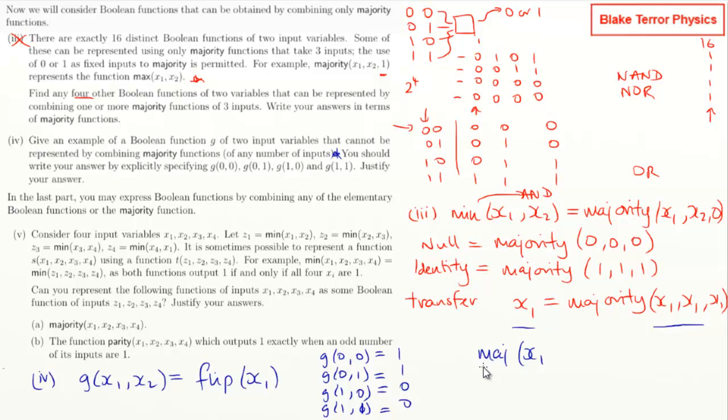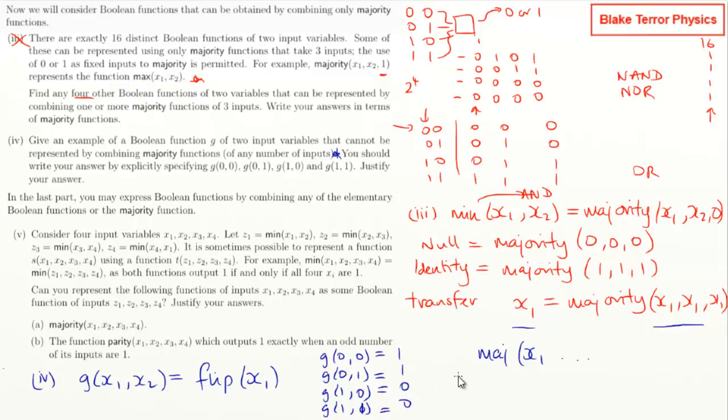And passing in fixed 0s and 1s isn't going to help either, because we don't know what x1 is, and we need to get the opposite of it. So we're never going to be able to deal with that. x1 needs to be in it, but it's got to act against it. That's not the nature of the majority function. It says justify your answer. How on earth am I going to justify that? It's not easy to explain.